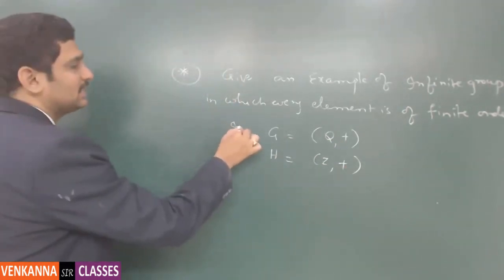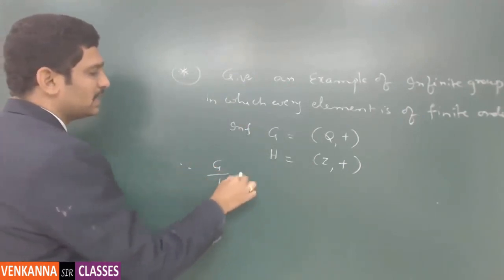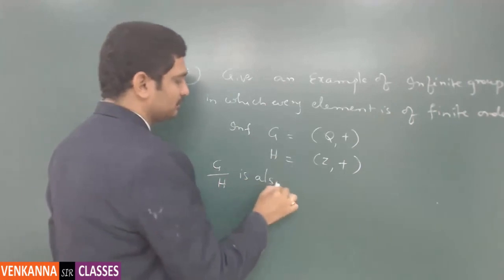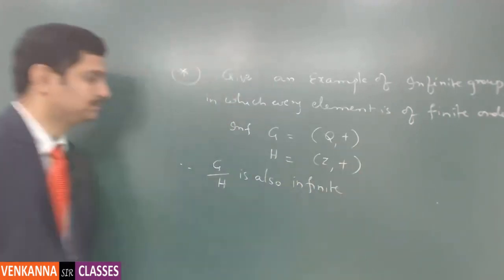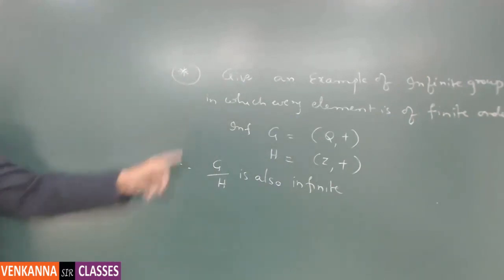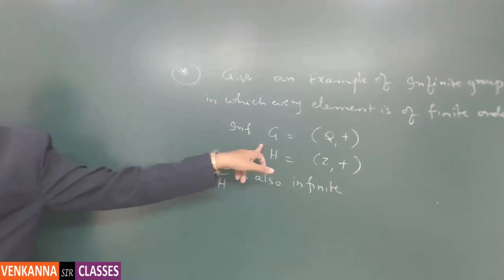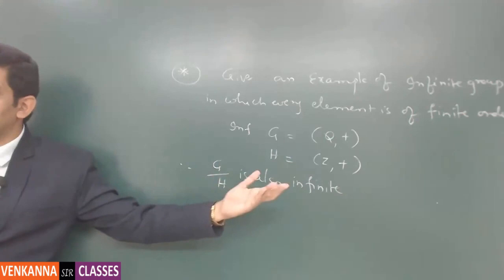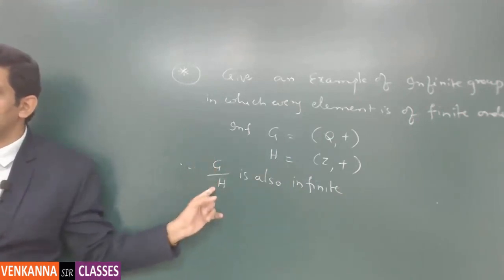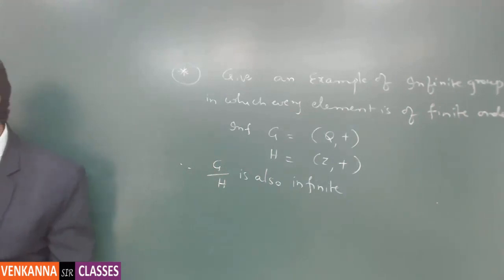So this is infinite, therefore G by H is also infinite. Do you accept it or not? Because G contains an infinite number of rationals, for H you will get an infinite number of cosets. Therefore G by H is also an infinite group. Accepted? Yes or no?